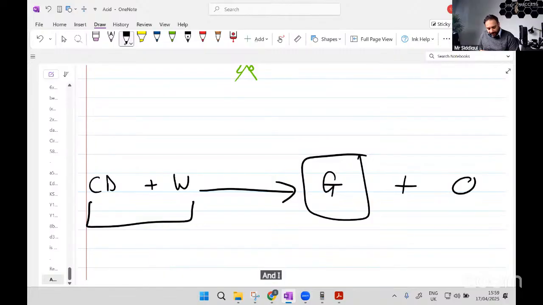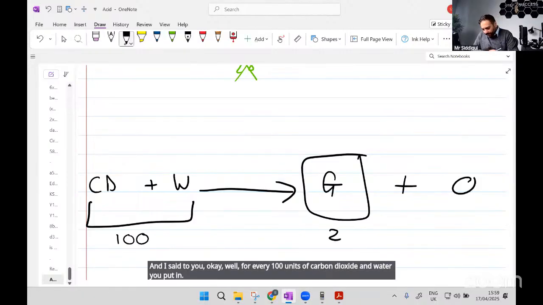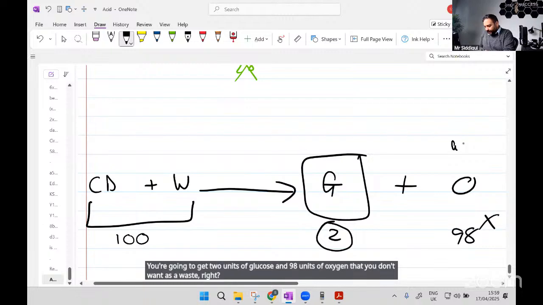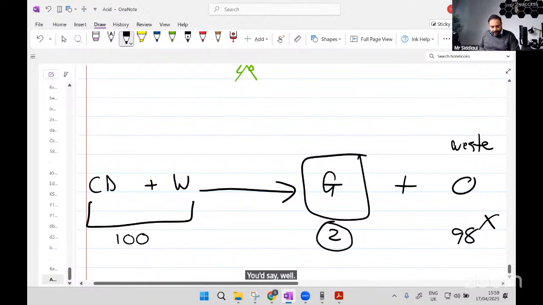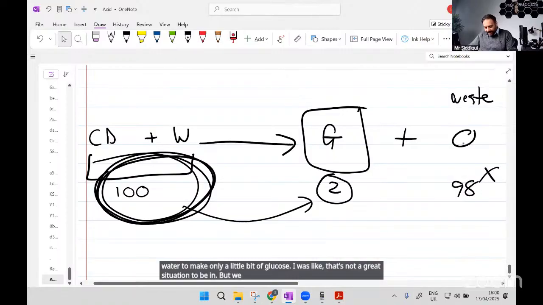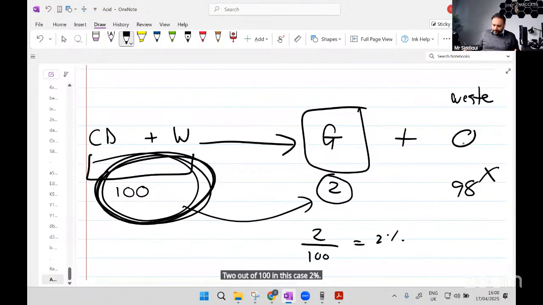And I said to you, okay, well, for every 100 units of carbon dioxide and water you put in, you're going to get 2 units of glucose and 98 units of oxygen that you don't want. It's a waste, right? So think of that as a wasted thing. You'd say, well, that's not great because I've got to spend all this money on my inputs, my carbon dioxide and water, to make only a little bit of glucose. That's not a great situation to be in. But we know that because the atom economy is 2 out of 100 in this case, 2%. It's really, really low. That's not great.